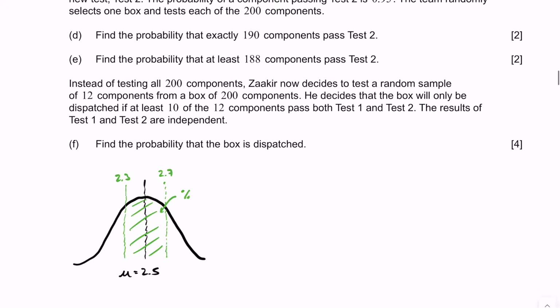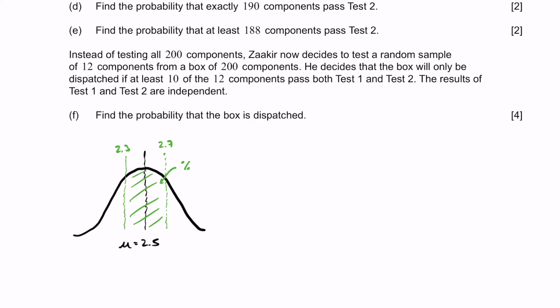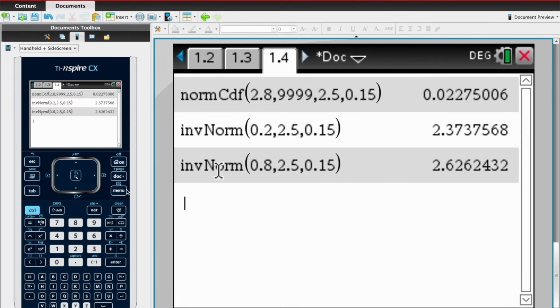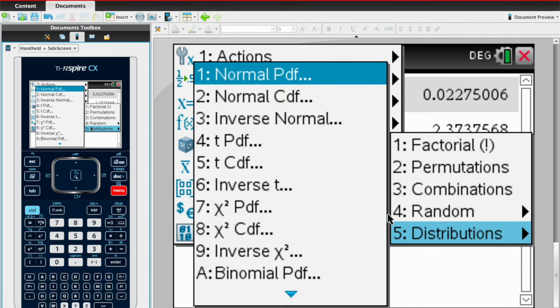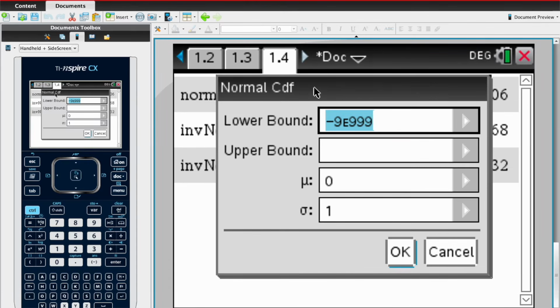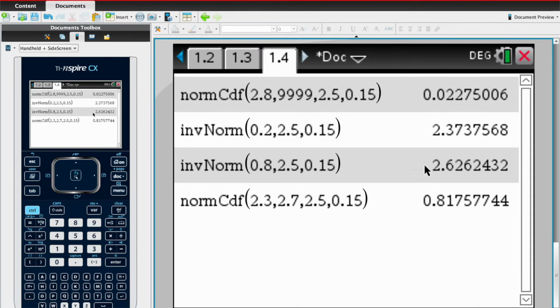All right, so let's go ahead and work this out on the calculator. This is going to be normal distribution once again. Probability distributions, normal CDF. Lower bound is 2.3, upper bound is 2.7, mean is 2.5, standard deviation is 0.15. All right, so in this case, roughly 81.75%, or 0.817577.